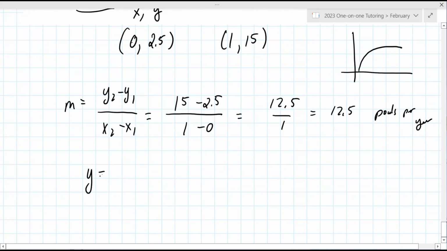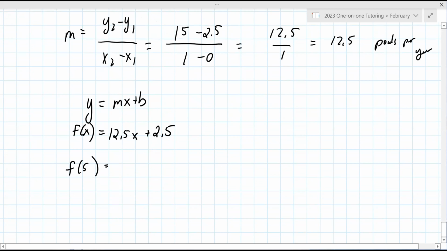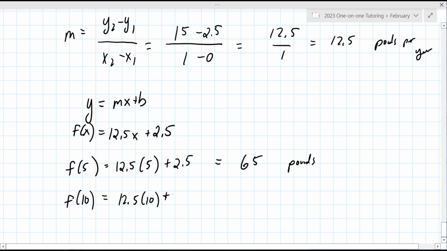So now your function, we're going to start with y equals mx plus b. Your m is 12.5. Your b is what you started out with at birth, which is 2.5. And then we're just going to switch to function notation because that's what they asked for. They asked for a linear function. Okay, right. So now we can predict the weight in 5 years. F of 5 is 12.5 times 5 plus 2.5, which is 65 pounds, which is quite a bit for a dog that only weighed 2.5 pounds at birth. And then 12.5 times 10 plus 2.5 is 127.5 pounds.